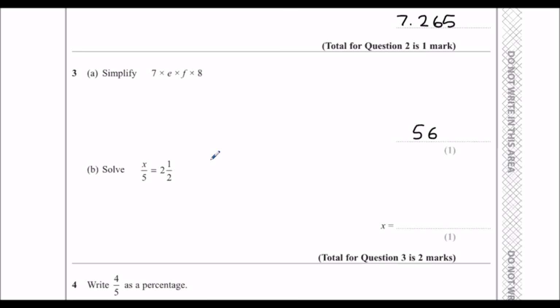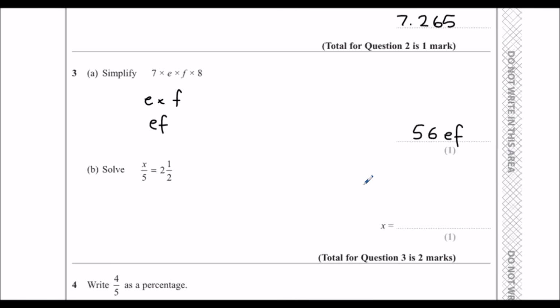And then I've got an E and an F times together. If you've got 2 letters times together, you just stick them together. So E times F can just be written as EF. X times Y can be written as XY. So it's just 56EF.